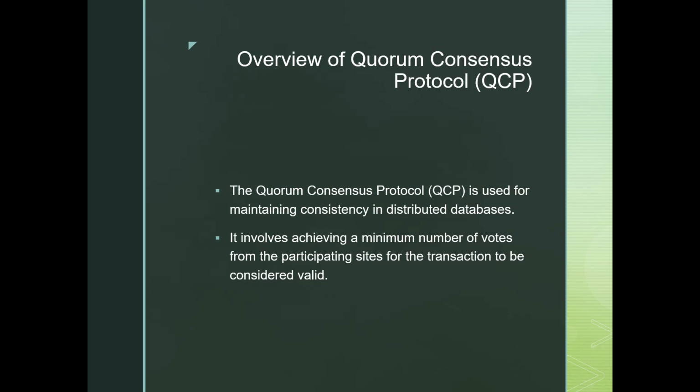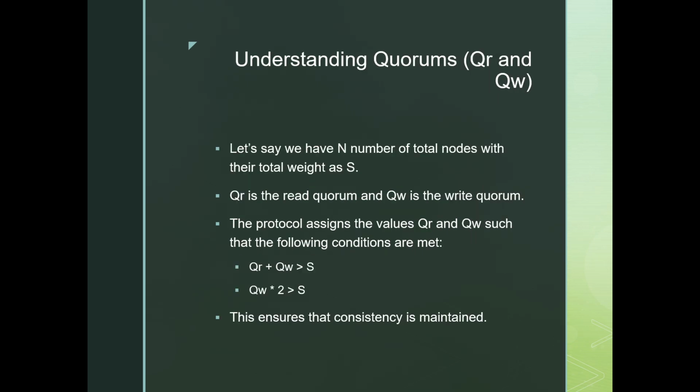Let's say there are n sites, then there must be at least n/2 votes. For example, there might be other numbers of votes like n/3 or n/4, but generally it is n/2 for the transaction to be considered valid and to be committed. In all other cases, the transaction would have to be either aborted or wait until it receives the required number of votes. So let's say we have n total nodes with their total weight as S.